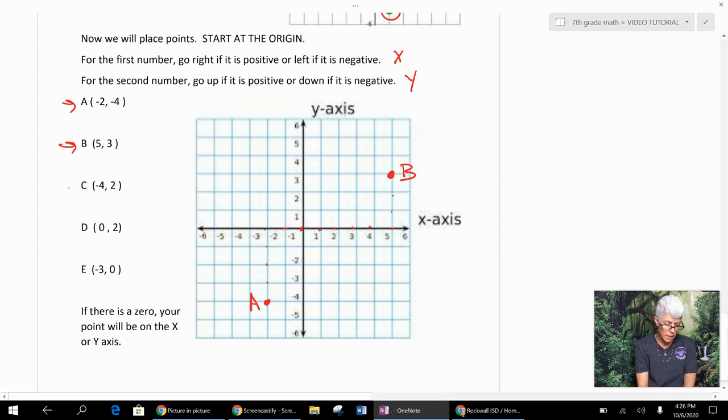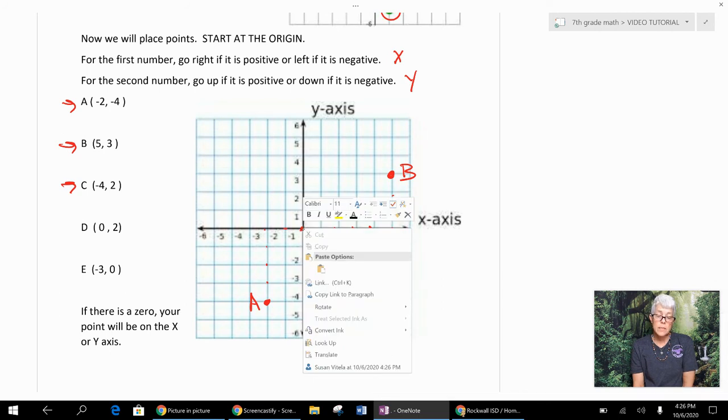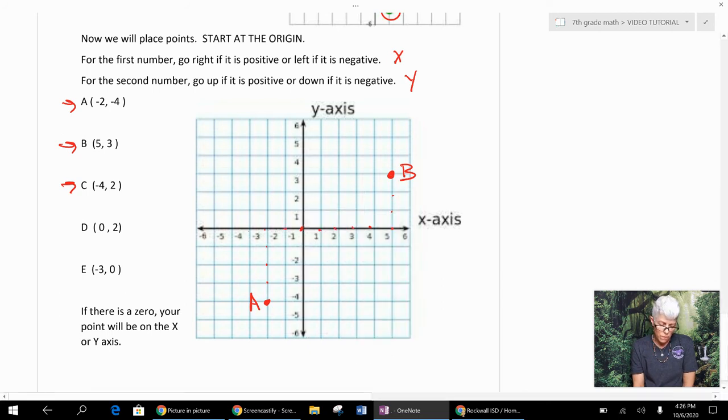Pause, do the letter C. Okay, here we go. Letter C. I'm going to start at the origin. I'm going to go left because it's negative. 1, 2, 3, 4. And then I'm going to go up because it's positive. 1, 2. I put a dot. I'm going to put the letter C. Do the letter D. Pause.